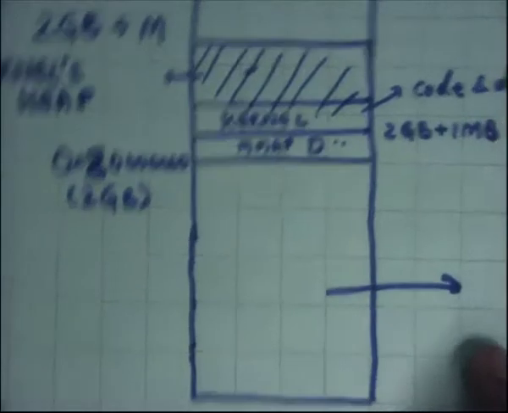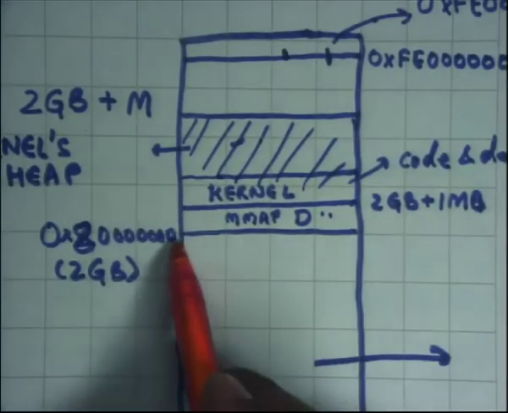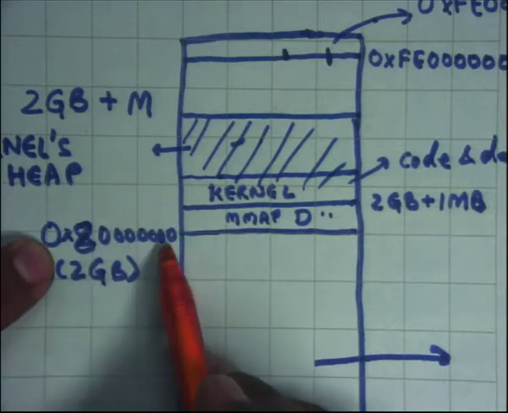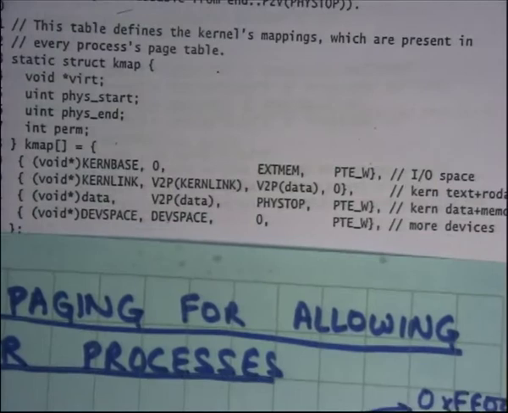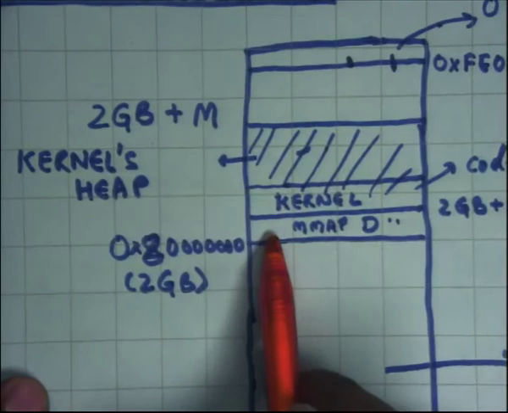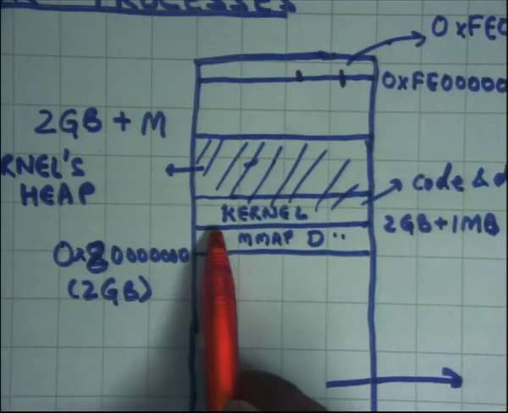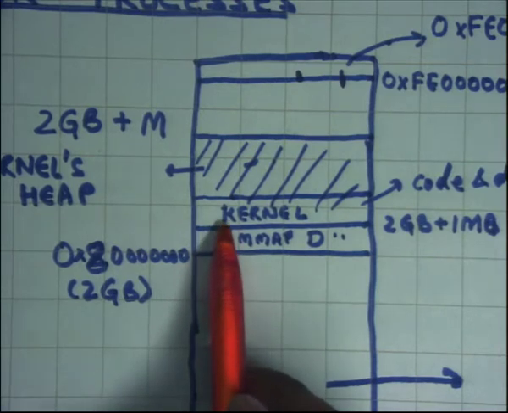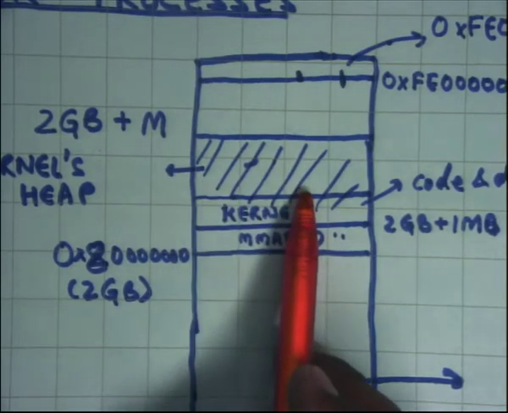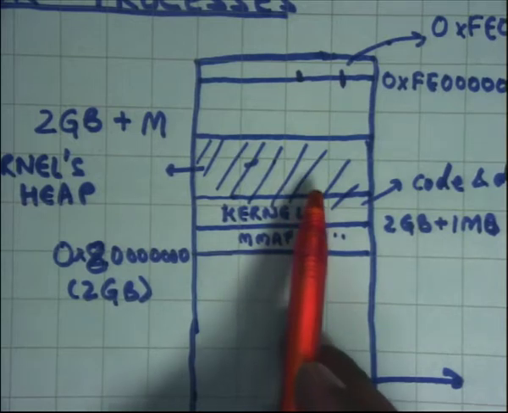So for example, what we want to do is say 0x, this kern base, 2 GB value. The range from 2 GB to 2 GB plus 1 MB should be mapped to physical 0 to 1 MB with all privileges: read, write, execute. Then 2 GB plus 1 MB, whatever the kernel code and read only data is, should be mapped to 1 MB to 1 MB plus whatever the kernel size is, in read mode.